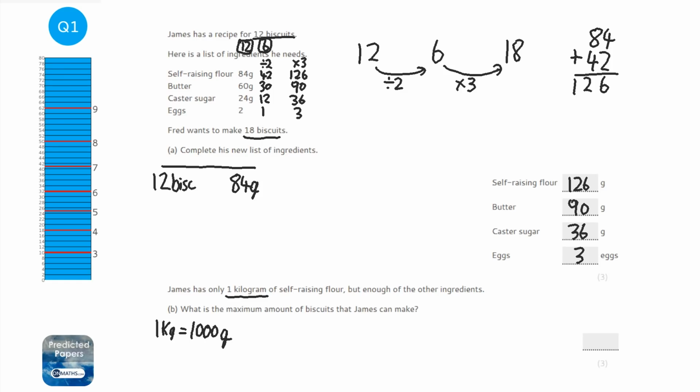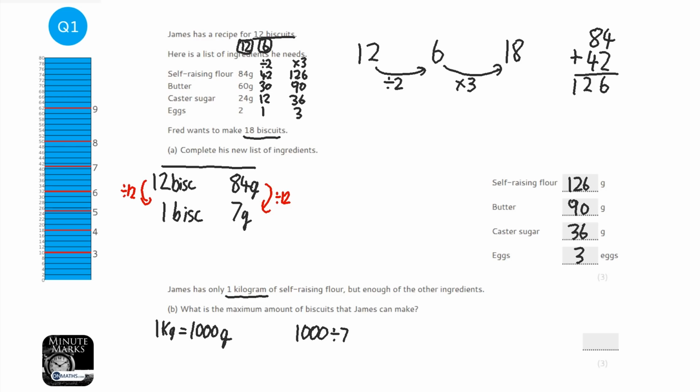So we know that 84 grams gives us enough for 12 biscuits. So I want to work out how much 1 biscuit would be. So I'm going to divide both of those by 12 so that I can work out exactly how many biscuits I can make. So it's 84 divided by 12, which you can do any method you want. The answer will be 7 grams. So 1 biscuit's going to be 7 grams. And now we've got 1,000 grams. So what we want to do now is work out how many 7s there are in 1,000. So we need to do 1,000 divided by 7.